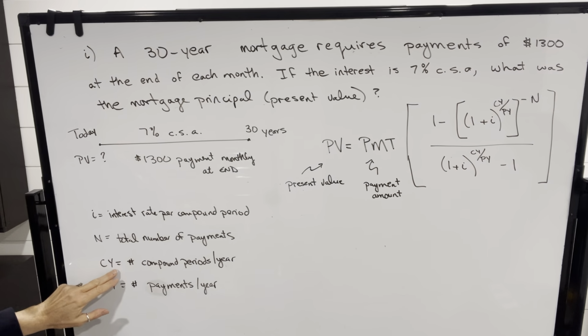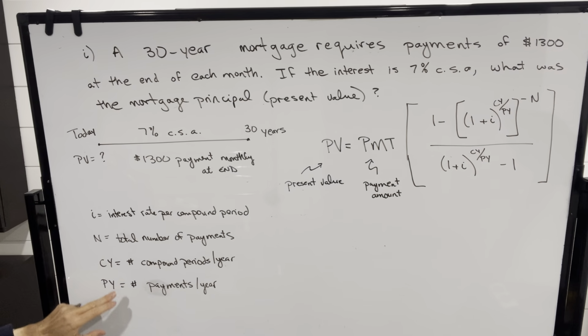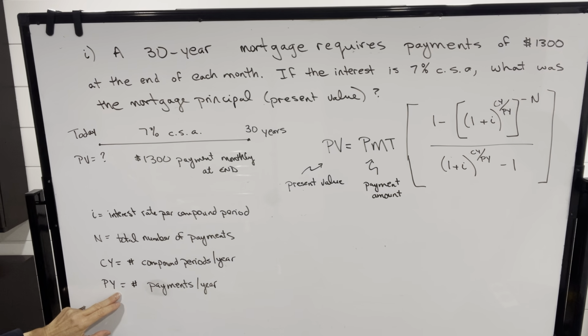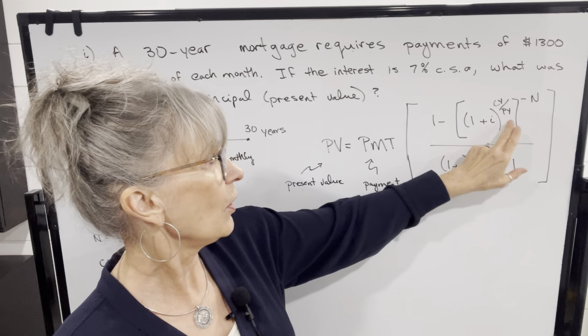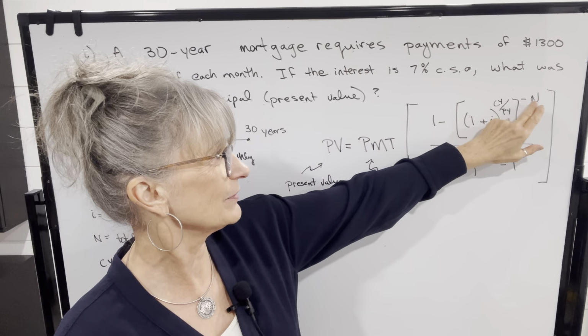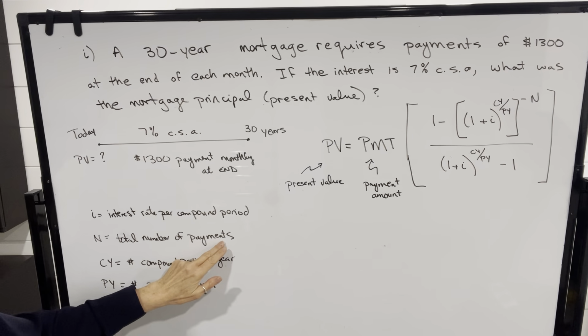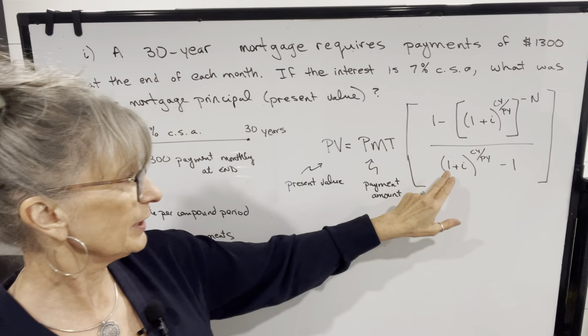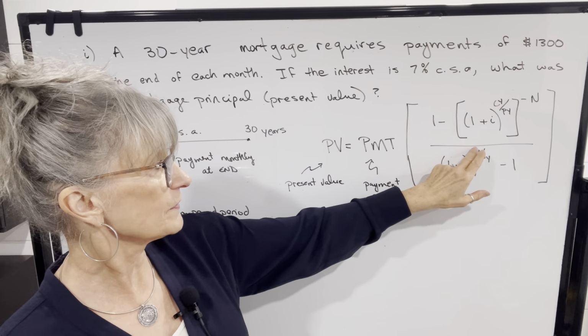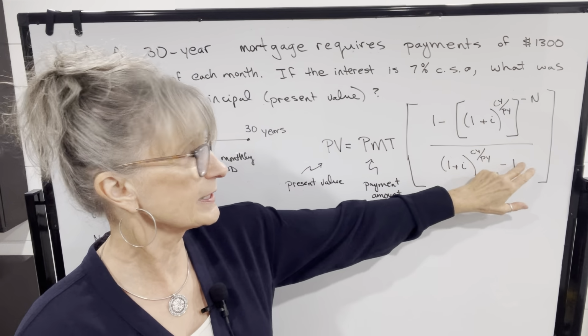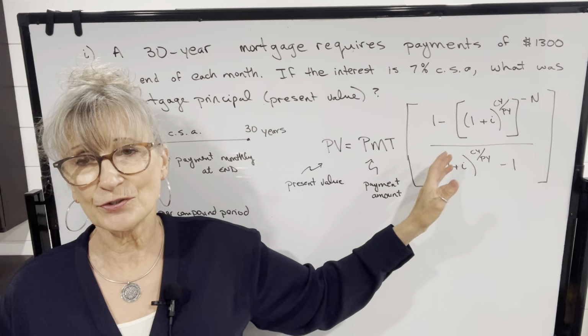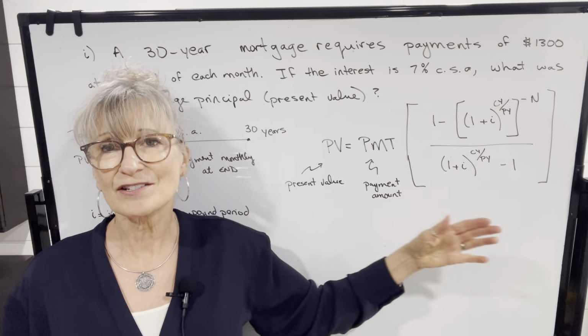So CY represents the number of compound periods per year, PY represents the number of payments per year. All of this raised to the exponent negative n, where n represents the total number of payments. In the denominator, we have 1 plus i to the power of CY divided by PY, minus 1. Let's find what these values are in the context of this problem and solve it.